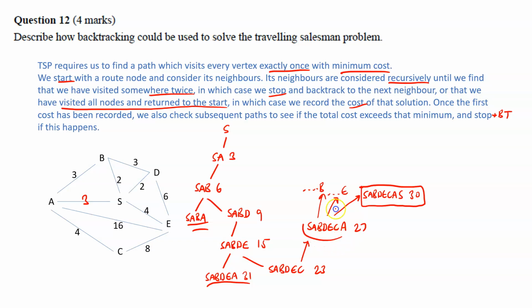Well, for this one, we've already considered all the options. When we were at A, we could go to B, E, or S, so there's nowhere else here. Let's go back to this one. When we were at C, we could have gone to A, we could have gone to E, but that would have given us a dead end. So we can put that here just for completeness. We find that one stops. Then we would backtrack to this one.